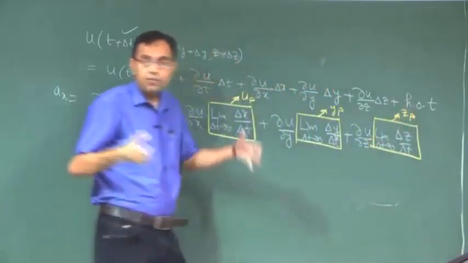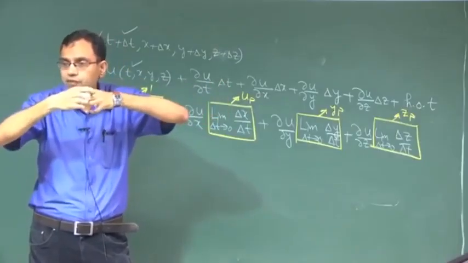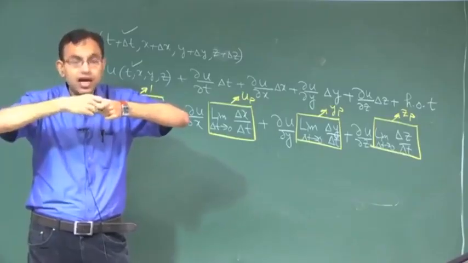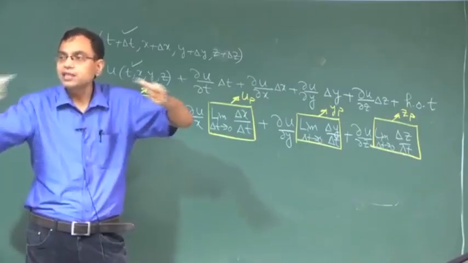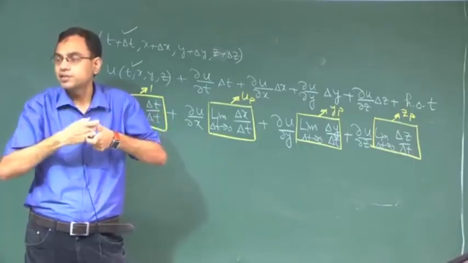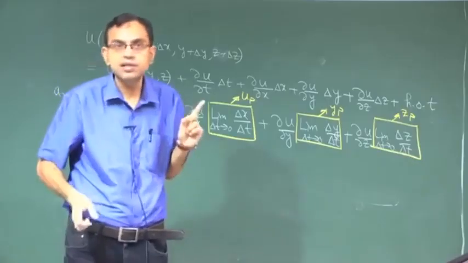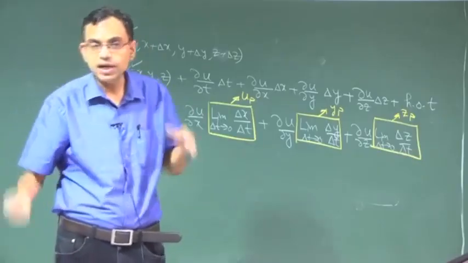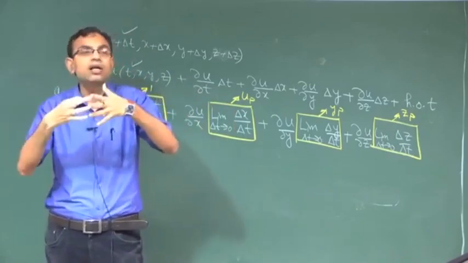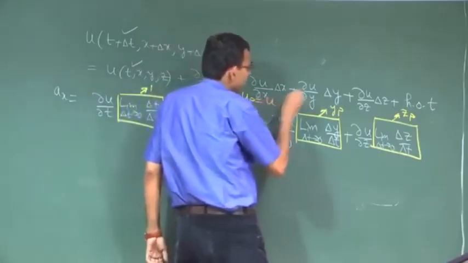Now that you make delta t tends to 0, the previous position of the particle and the new position of the particle converge, and therefore the Lagrangian description and the Eulerian description at that point merge. This is very important. This is the subtle concept that you must discuss, that as you make delta t tends to 0, the Lagrangian and Eulerian descriptions merge, and then this becomes the velocity of flow along x.